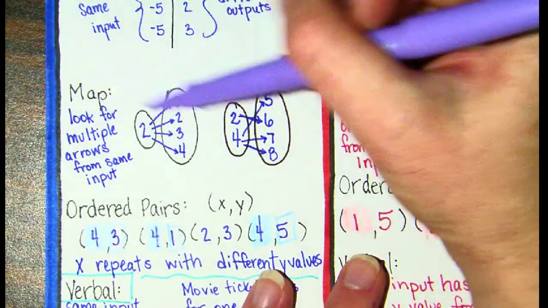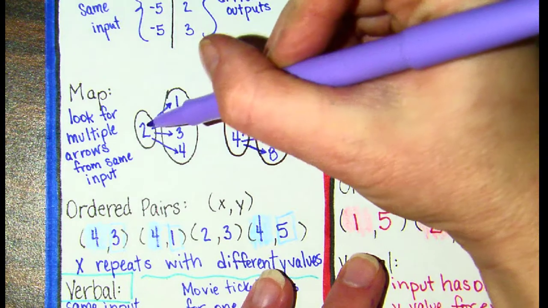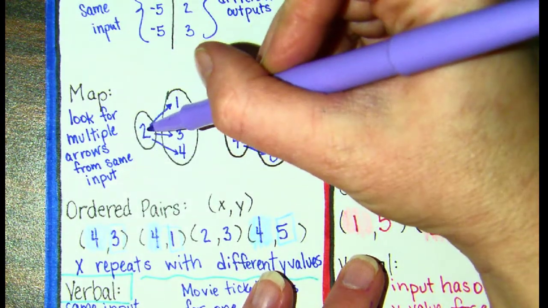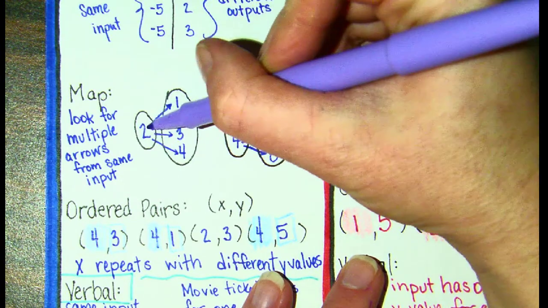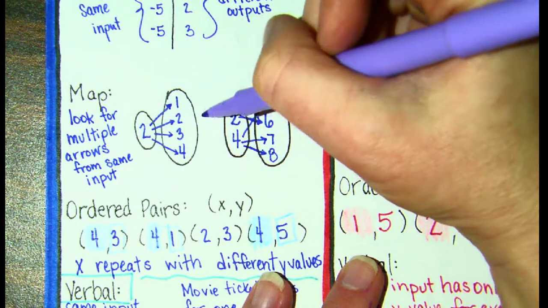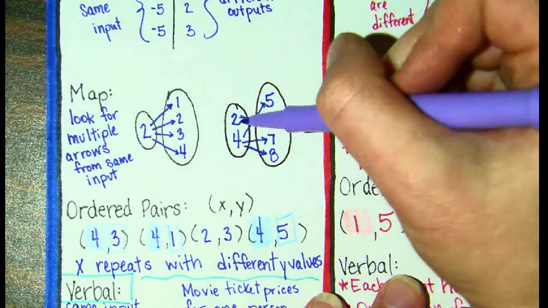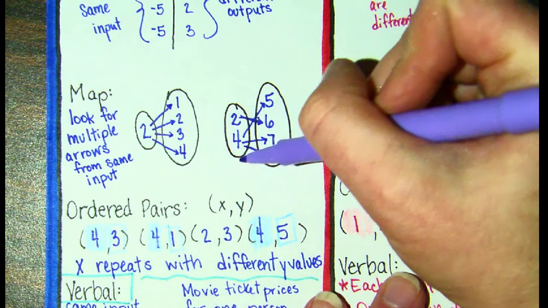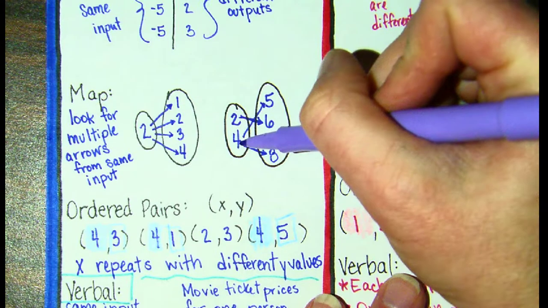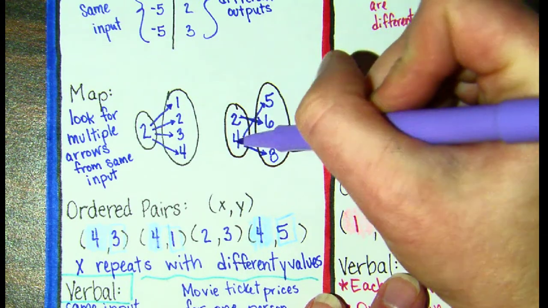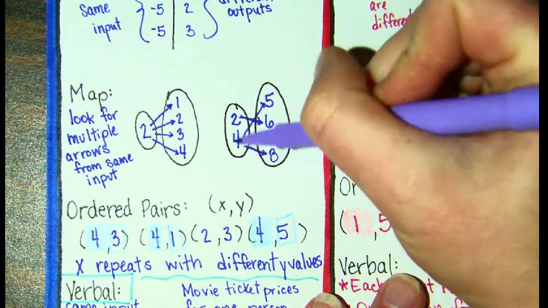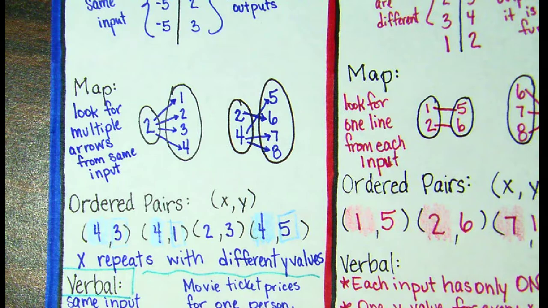If you are looking at a mapping diagram, you're looking for multiple arrows from the same input. So looking at this input of 2, I've got an output of 1, output of 2, output of 3, output of 4. This is not a function, it is a relation. Here, I've got another example. The 2 input has an output of 6. The 4 input has an output of 5, 7, and 8. That makes this a relation and not a function.